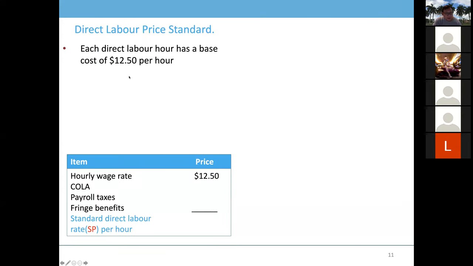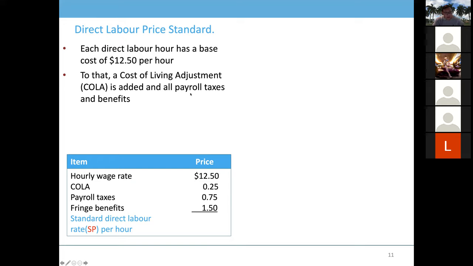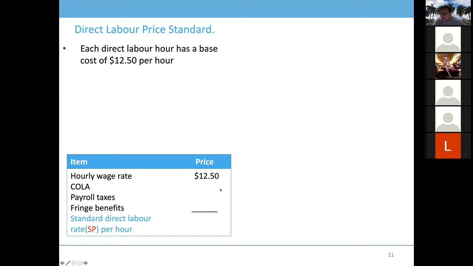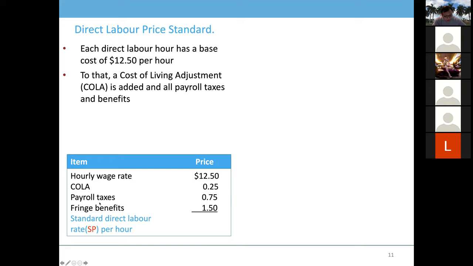So in this example, suppose the hourly wage rate is $12.50. The cost of living adjustment is 25 cents per hour. Payroll tax is 75 cents per hour. Fringe benefit is $1.50 per hour. This would be, let's say, a dental plan the company purchases, or some medical insurance plan, and the company probably pays a portion of that. So altogether, we figured out the standard direct labor rate is $15 per hour. The standard cost for using labor is $15 per hour.